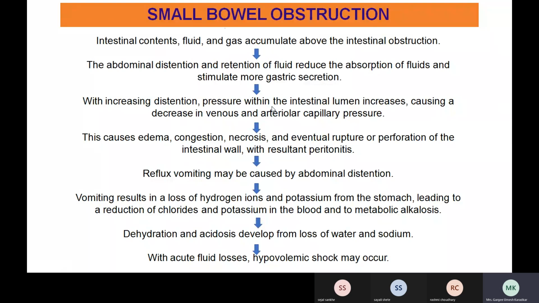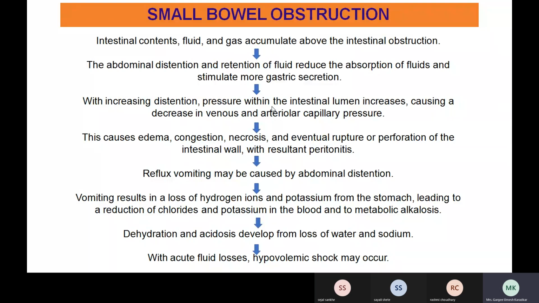So if this is occurring, what is it going to affect? The basic function, that is the absorption of the fluids, and it will stimulate more gastric secretion. With increasing distension, the pressure within the intestinal lumen increases, causing a decrease in venous and arterial capillary pressure. Because of this decrease, it will cause congestion. Then edema is seen, and eventually it will cause necrosis, and slowly and steadily there will be a rupture or perforation of the intestinal wall with the resultant peritonitis.